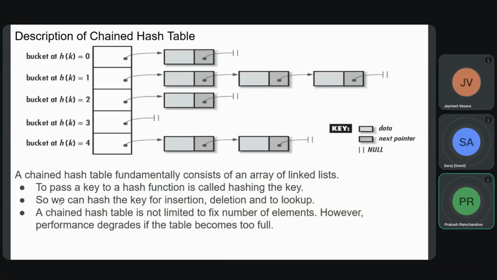Key may not be a number. Key may be a string. For example, we had taken the example of a symbol table. So what happens in a symbol table? You write a program and your compiler scans through the symbols and then creates the corresponding table, how it should be.